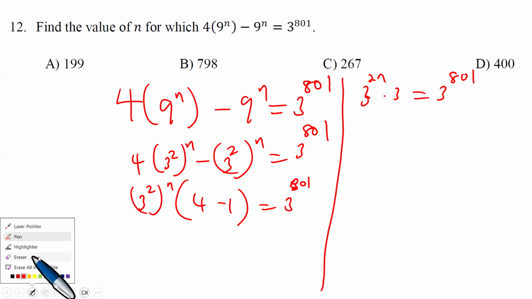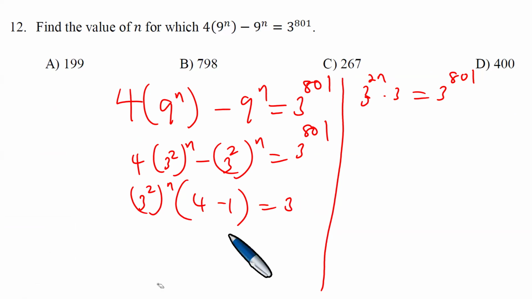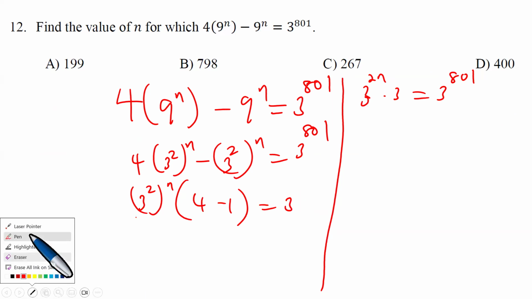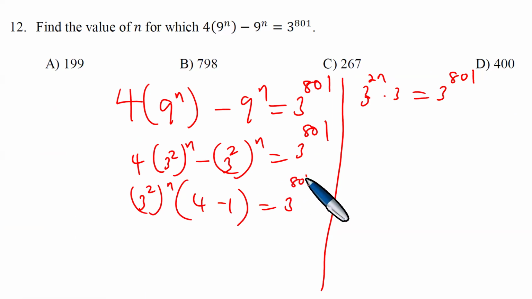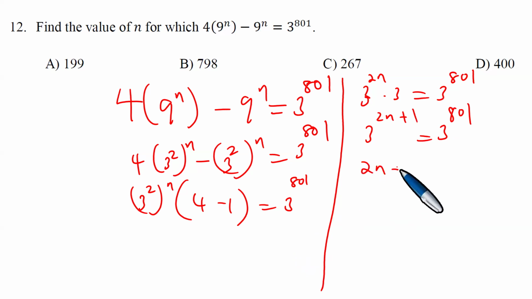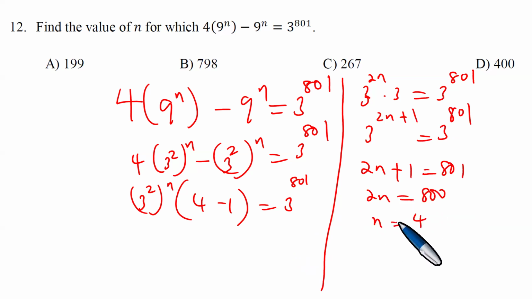And then 3 to the power of 2n plus 1. Yes, well done. 3 to the power of 2n plus 1, which is 3 to the power 801. Okay, next. And then 2n plus 1 is equal to 801. Well done. The bases are the same, so we equate the exponents. Meaning 2n is what? It's 800. Then n must be 800 divided by 2.